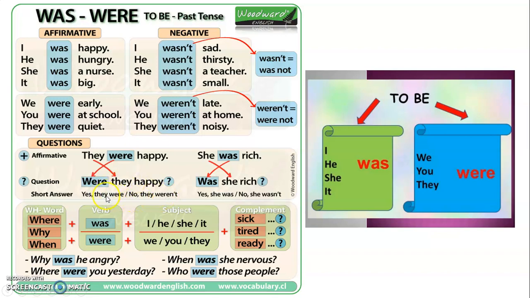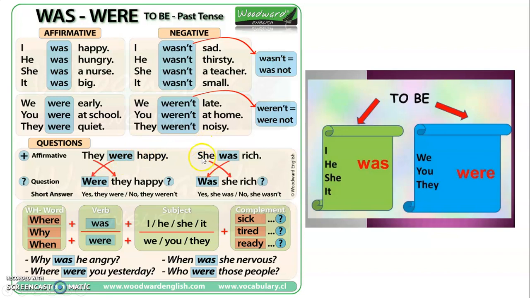Why do we use were in the short answer? It's very easy because we have were in the question. So if you have were in the question, you need to put were in the answer because you need to have an agreement between the question and the answer.